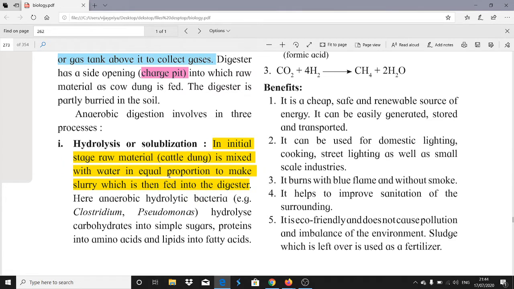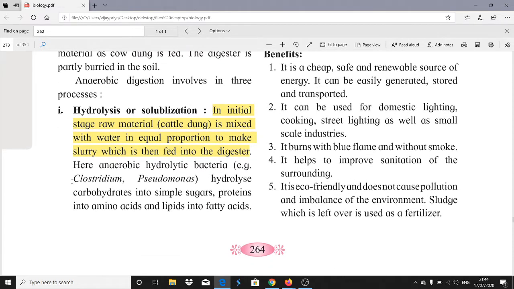So there is an equal proportion of the raw material, whatever wastes we are adding. For example, we are adding cattle dung. So an equal amount of water is added, and it becomes a slurry, and then it is fed into the digester. Here, anaerobic hydrolytic bacteria act. These are the names of bacteria, which you have to remember while writing the answer.